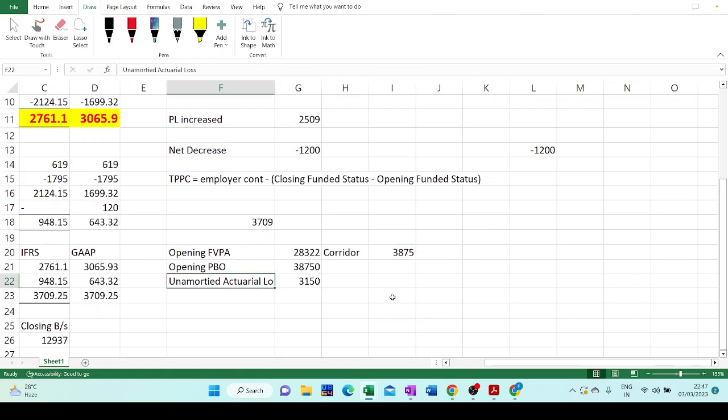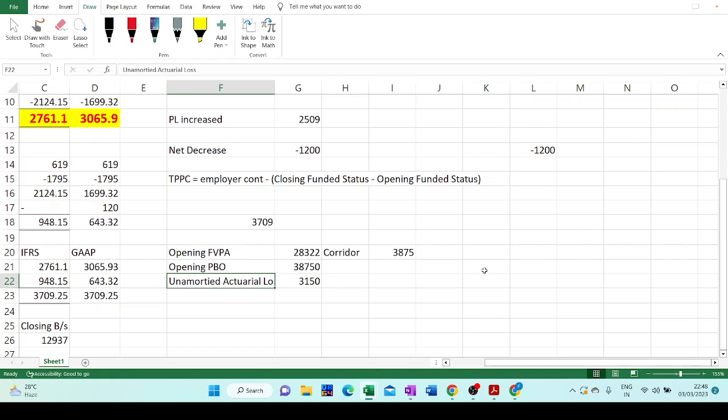Had my unamortized actuarial losses been greater than 3875, then we would have said that okay, my actuarial losses have now become very big and I need to do something about it. I need to start amortizing the excess. Right? So that's the broad idea. Guys, are we good? Have we understood everything from today's class? कोई doubt है मन में?